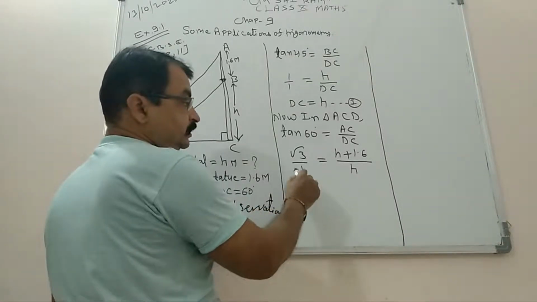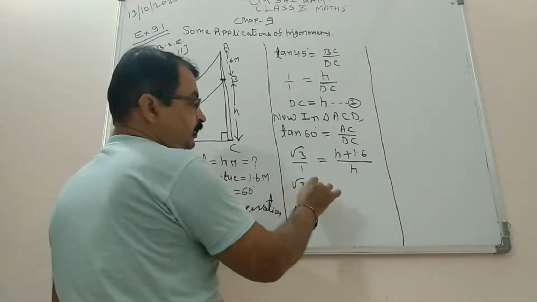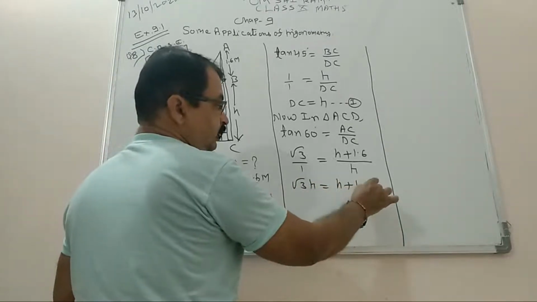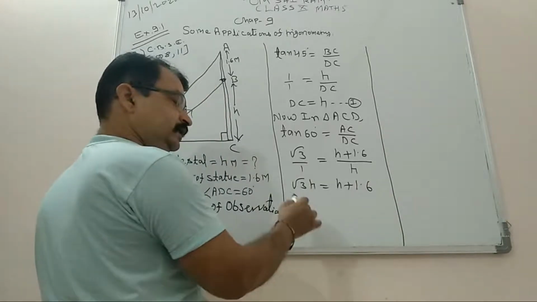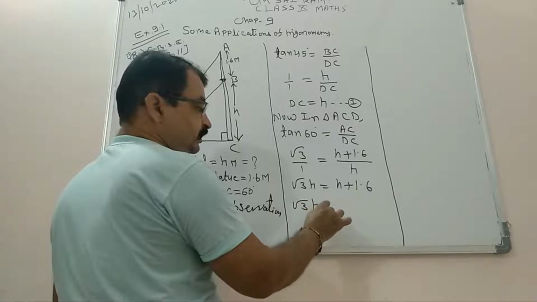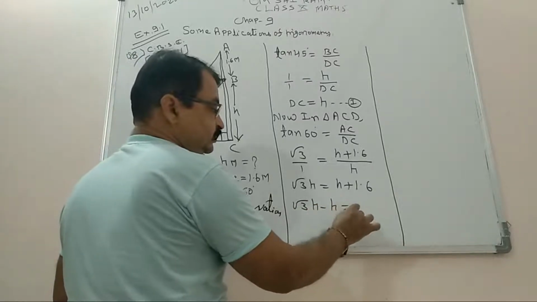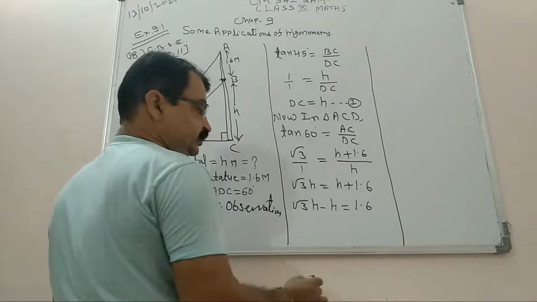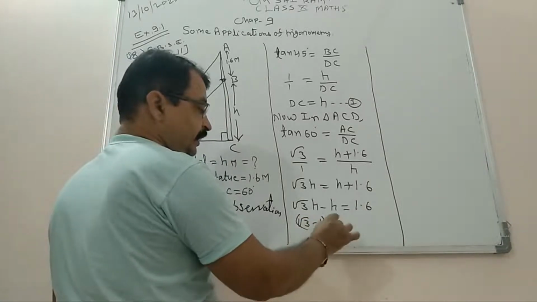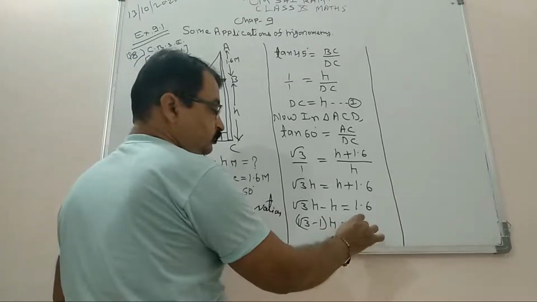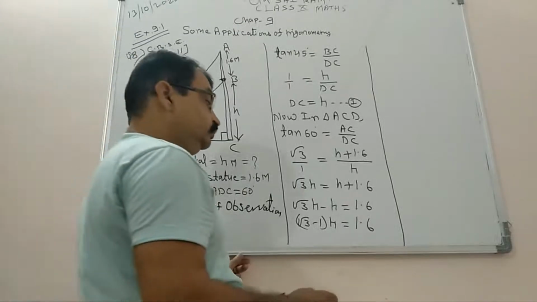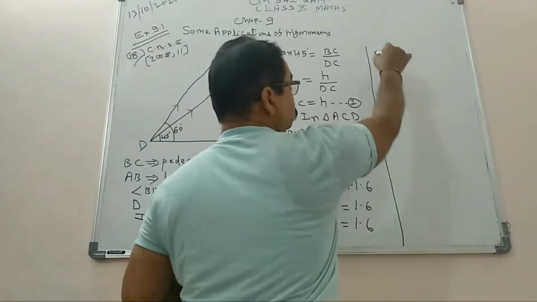Now do the cross multiplication, children. So what you will get here? Root 3 h equal to h plus 1.6, children. Collect the h on the same side. So root 3 h minus h equal to 1.6, children. Taking h common, root 3 minus 1 times h equals what you will get here, children? 1.6, right?